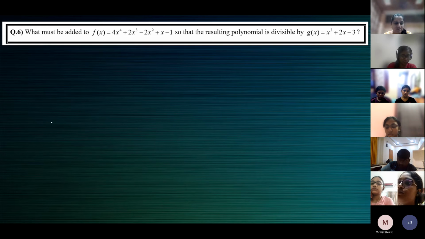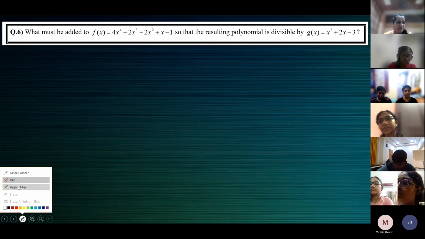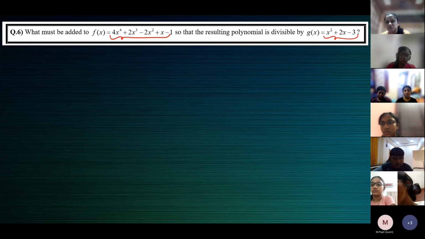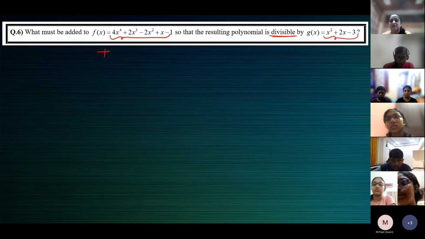Similarly here, the dividend polynomial is not exactly divisible. The dividend f of x is not divisible by g of x. What is to be added to f of x so that the resulting polynomial is exactly divisible? The word divisible means exactly divisible.